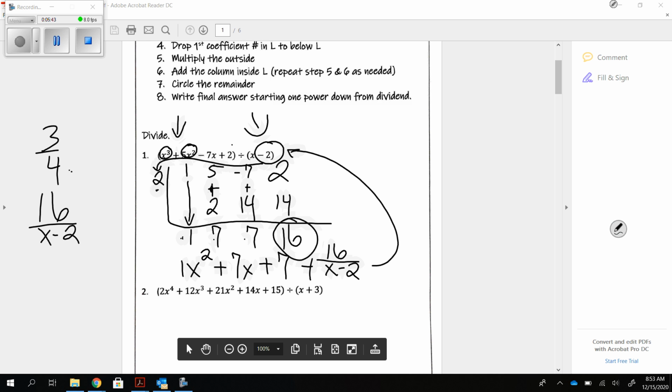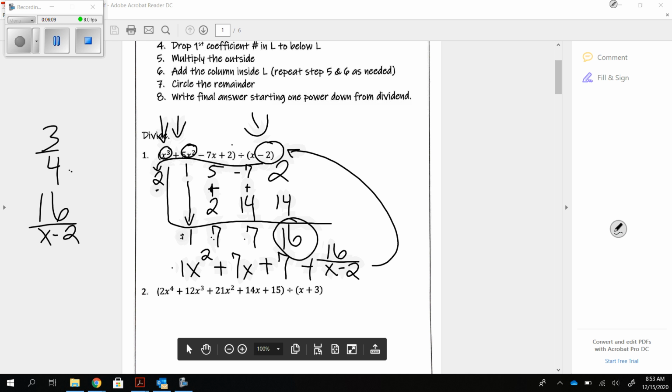So once we do step 7 and 8 kind of together, the way I like to find the remainder and check to make sure I'm doing it is, like it says, write the final answer starting 1 power down from the dividend. So 1 power down, we see it started with x cubed. So our answer is going to start with x squared. So we take this first coefficient, move it down here, 1x squared.